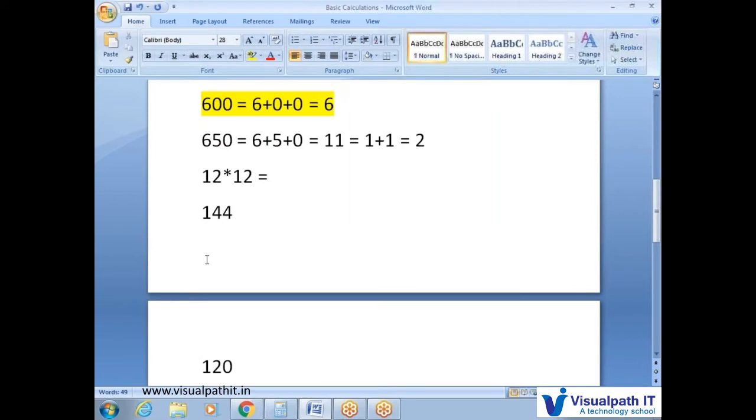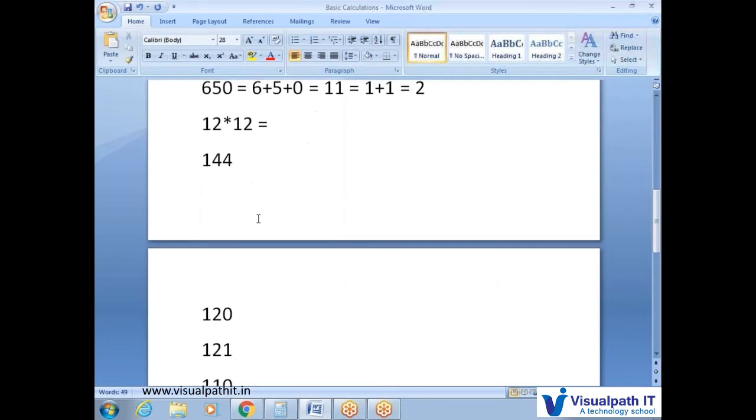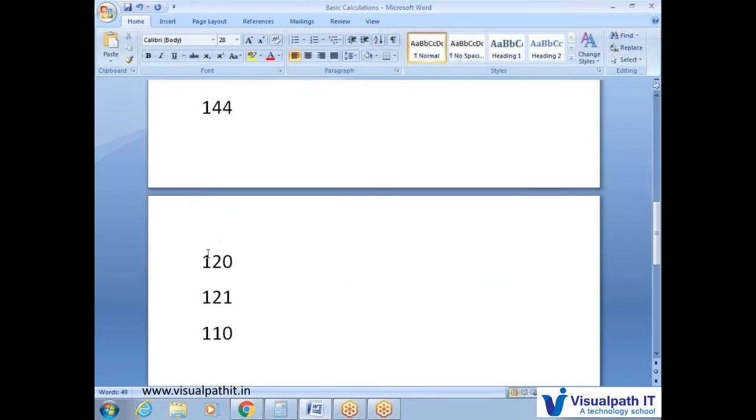12 into 12. So what is the answer? The exact answer is 144, you all know. Clear? So you have four options. Option A 144, option B 120, option C 121, option D 110.